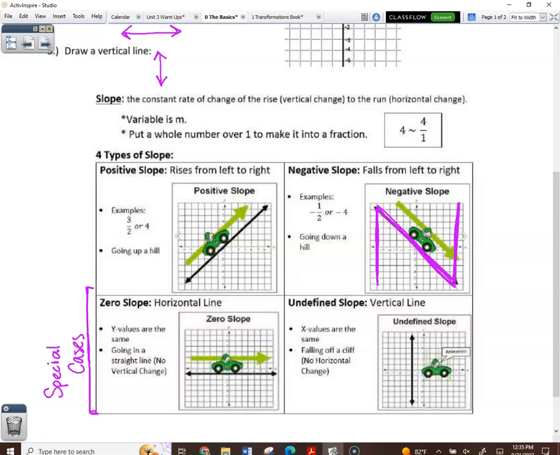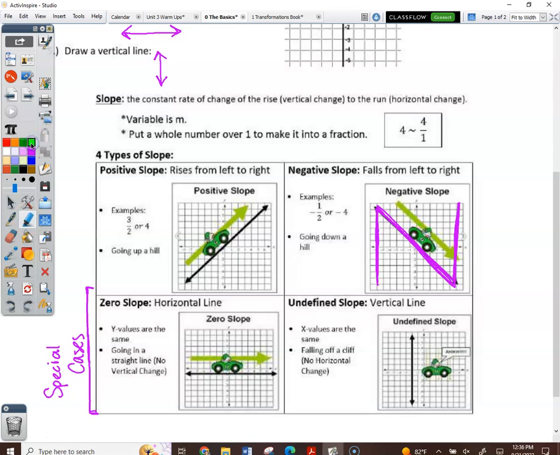Now, the other 2 types of slope are what we call special cases. That's when you have a 0 slope or an undefined slope. Let's refresh you on a couple of things. Slope is defined by what variable? Do you remember the notation? M. The variable is M.